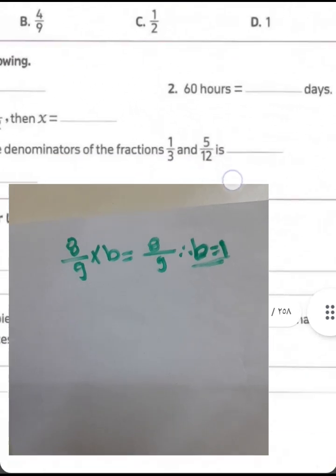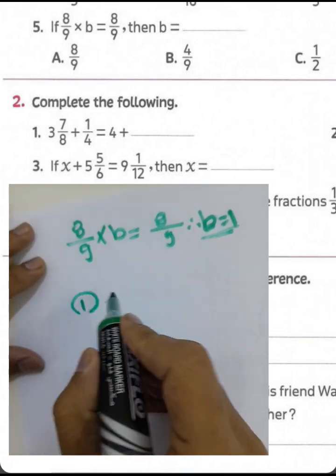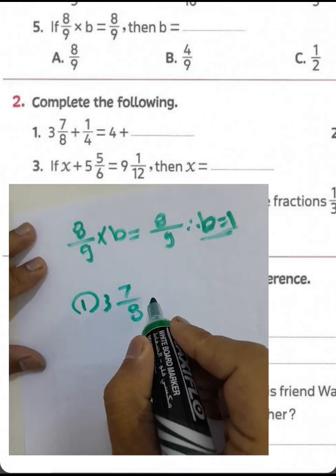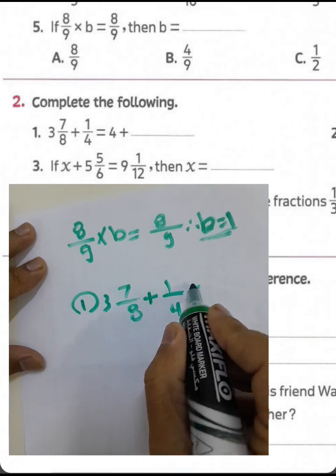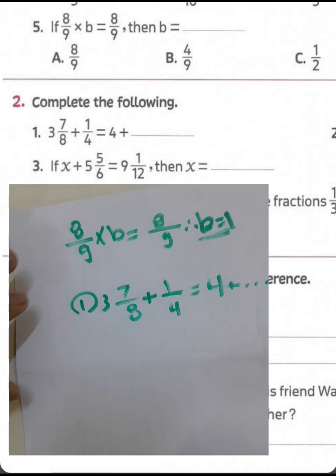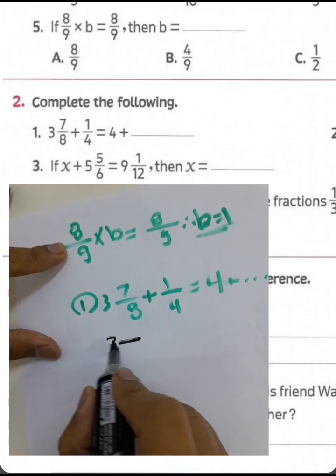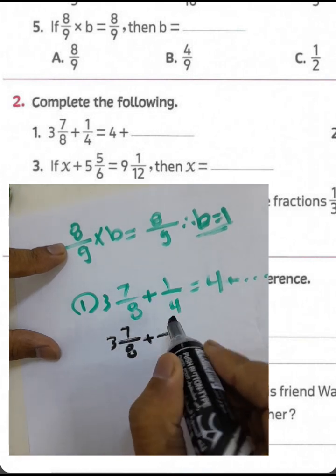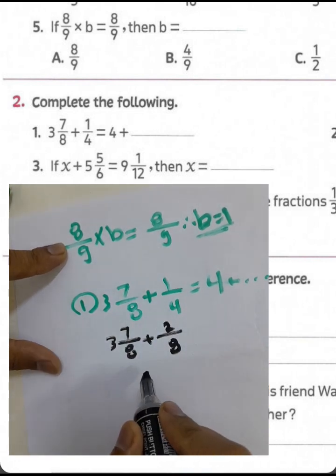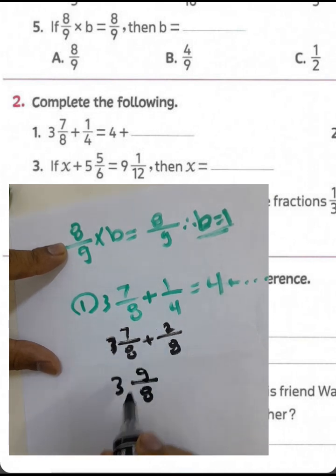Next question, complete. Number 1. 3 and 7 over 8 plus 1 over 4 equals 4 plus space. We can add the two numbers to find the result, and then subtract 4 from it. We can add them by writing the least common multiple between them. I will write here 3 and 7 over 8, 2 times 4 equals 8, and 2 times 1 equals 2. Write 3 here, and 8 in the denominator, 7 plus 2 equals 9.